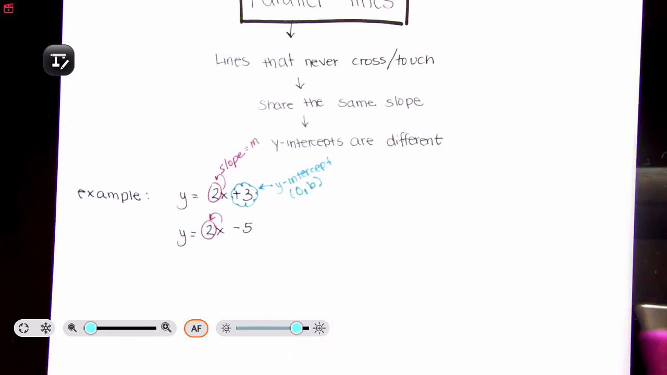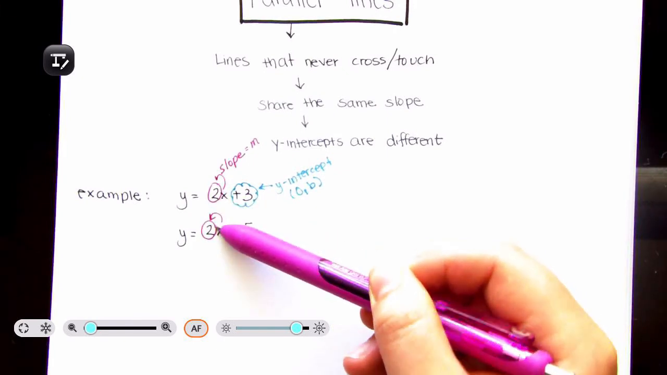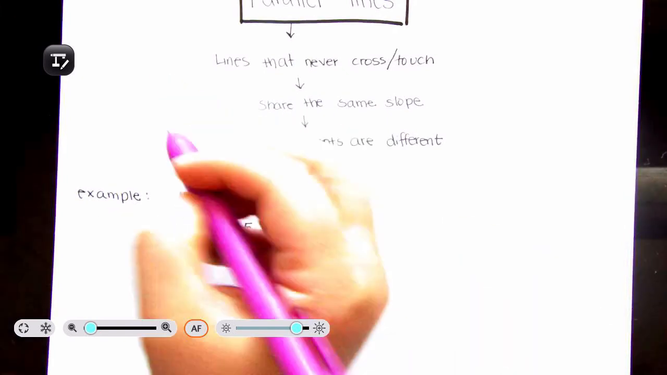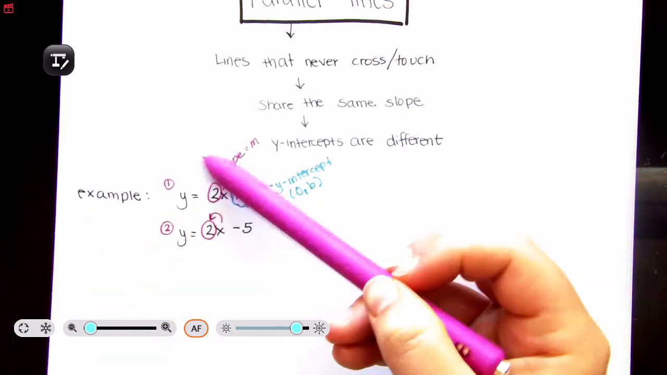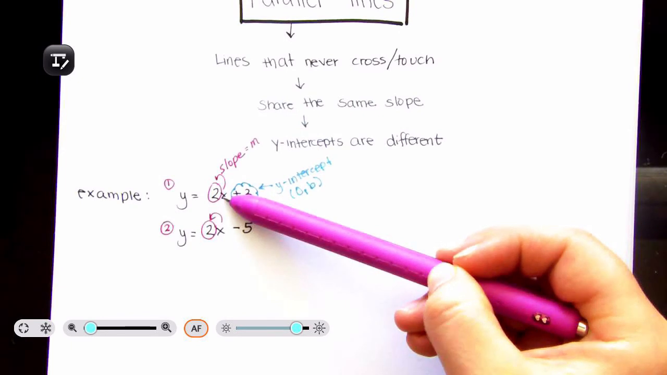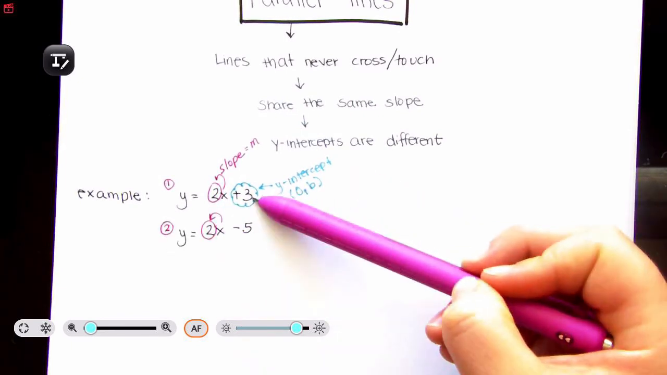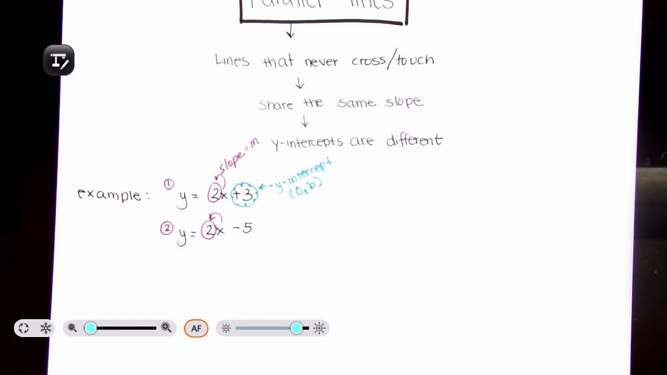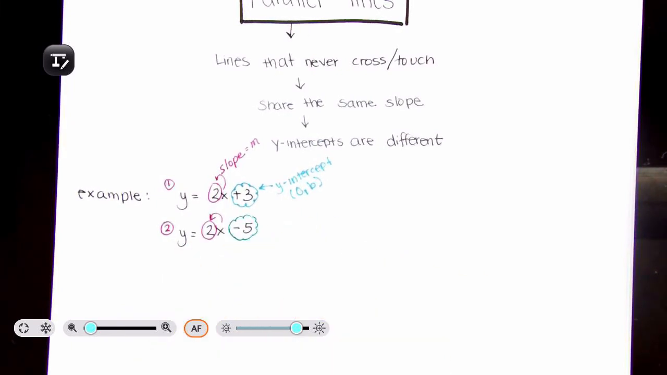If you notice, our slope is the same. Let's call these equation number 1 and equation number 2. In the first equation, we have a slope of 2. In the second equation, we also have a slope of 2. In the first equation, I have a y-intercept of positive 3. And in the second equation, I have a y-intercept of negative 5. Remember, you're always going to take the sign in front of the number.